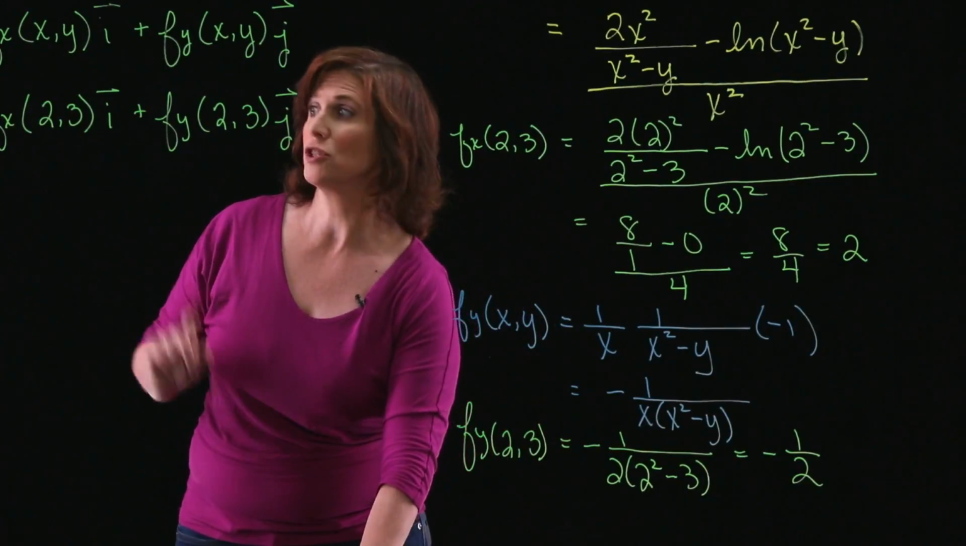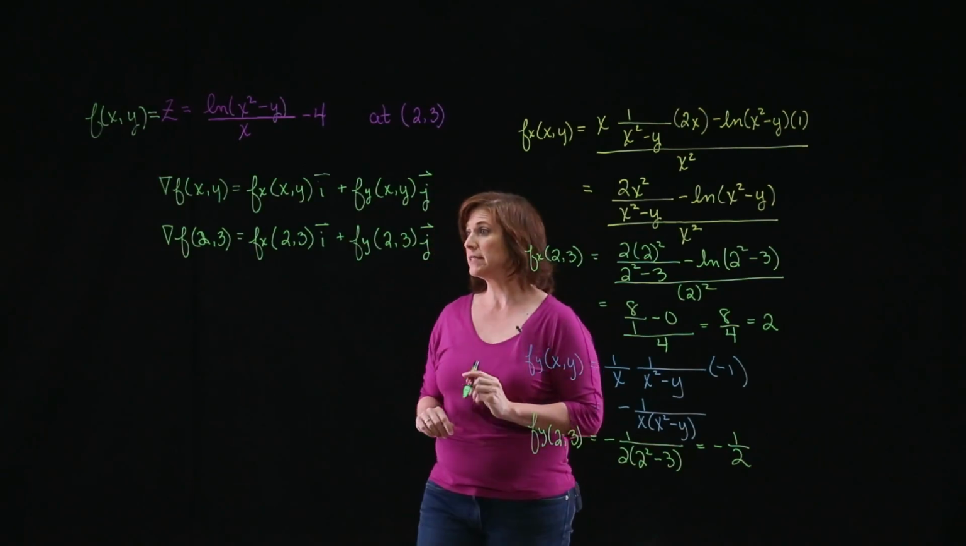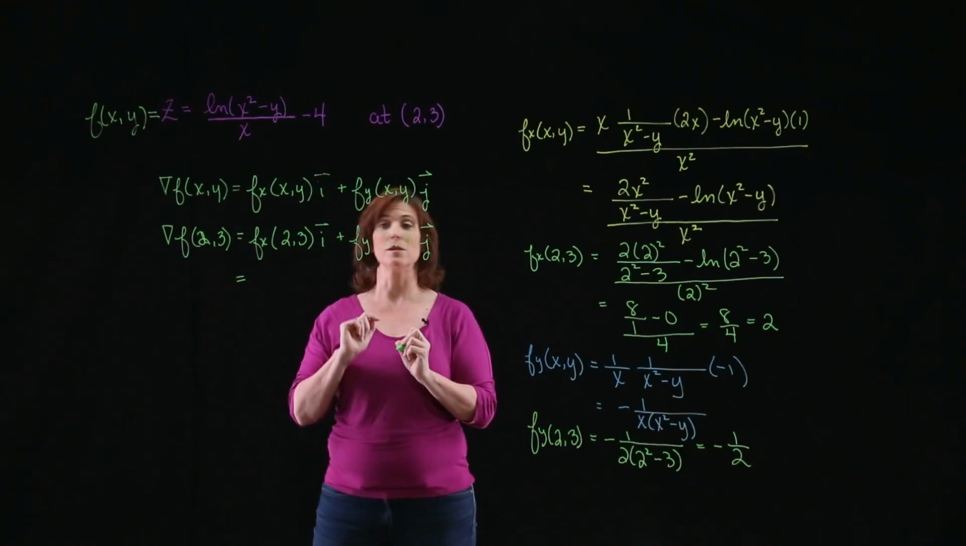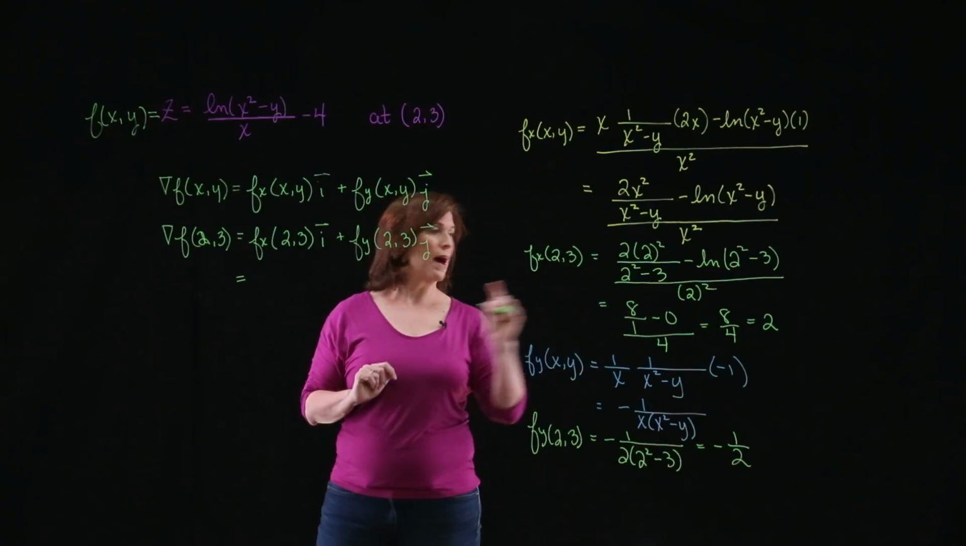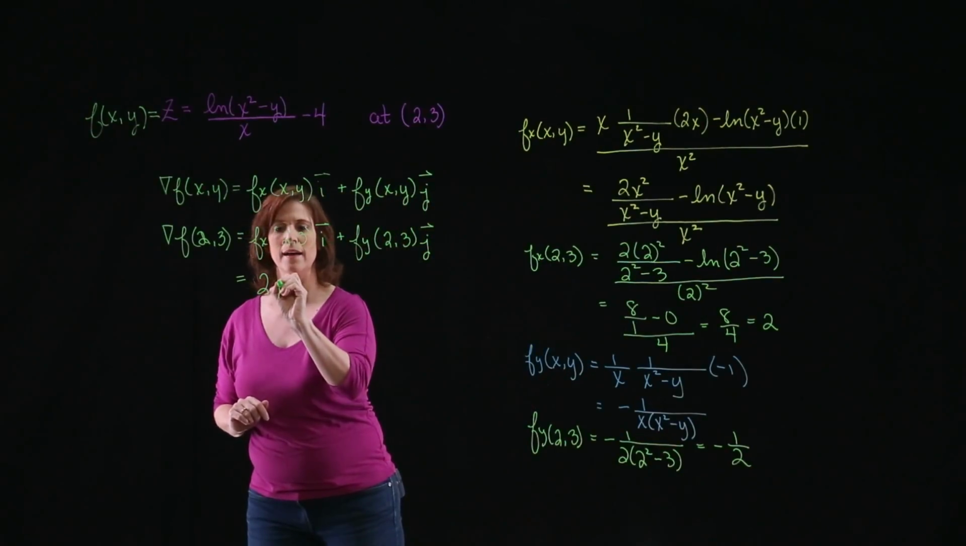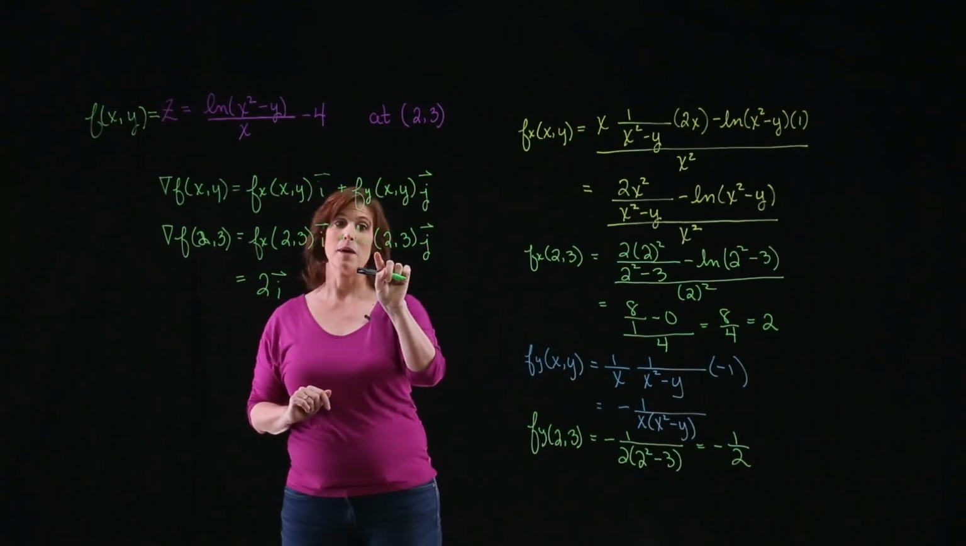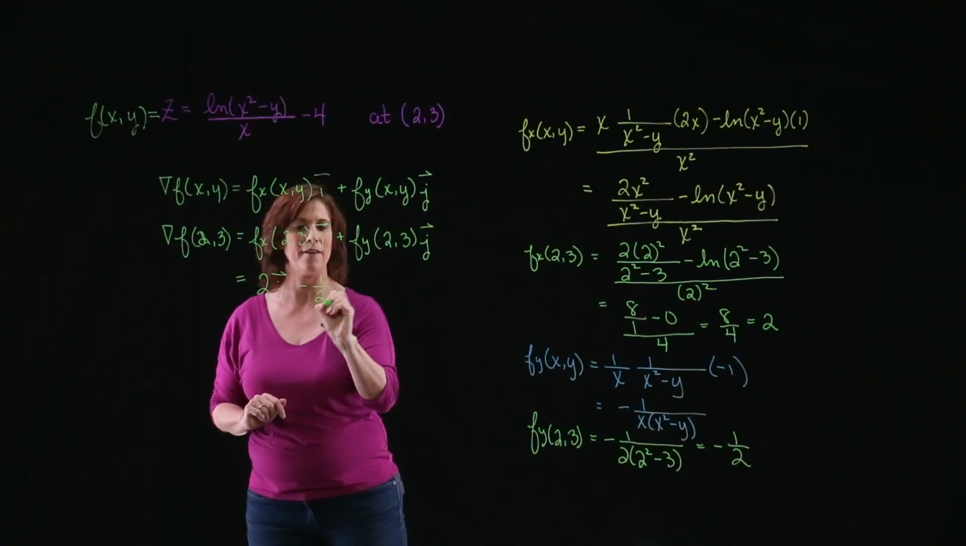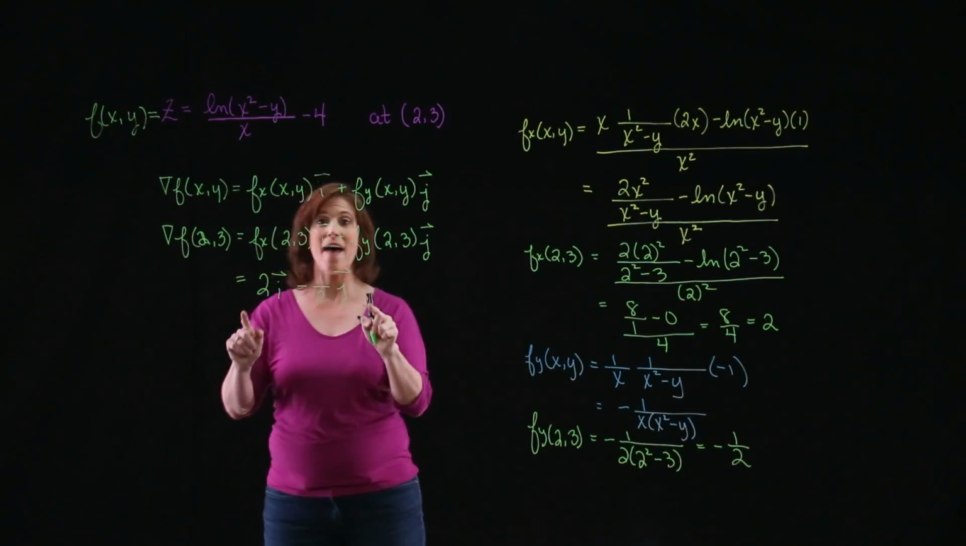All right, so now I'm ready to go back to my formula for the gradient. I know that in this particular case, the partial with respect to x at (2, 3) was 2, so I have 2i. And the partial with respect to y at (2, 3) was negative a half, so that's minus 1/2 j. And that's my gradient.